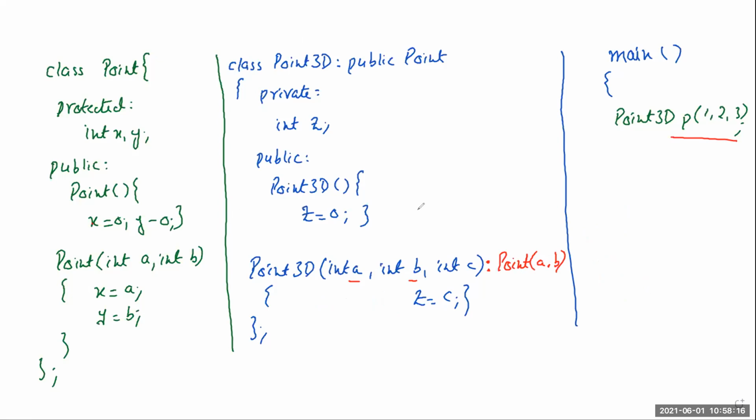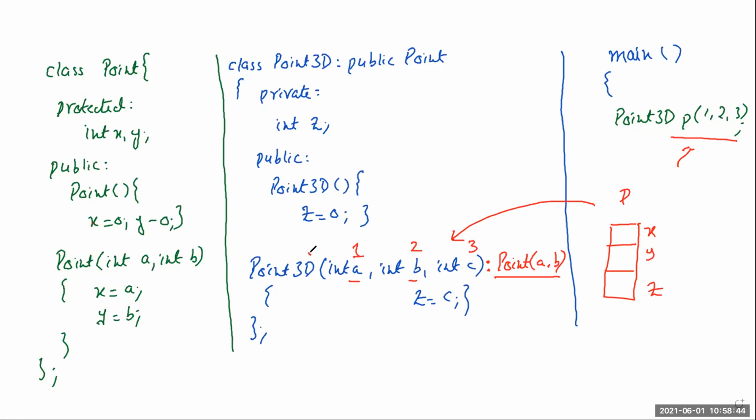So we start again from here. I create an object of the child class. We are calling this object P. P has three data members, which are X, Y, and Z. Now you see, we call this constructor, we come here. A is 1, B is 2, C is 3. Before we execute this body, we call the parameterized constructor of the parent class.